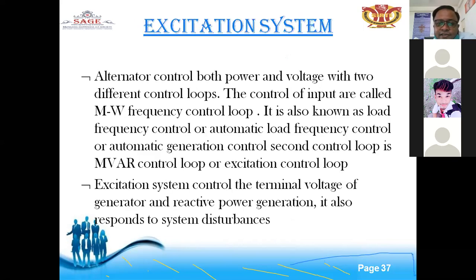This is the excitation system. The alternator controls both power and voltage with two different control loops. The control of input is called the MW frequency control loop. It is also known as load frequency control, automatic load frequency control, or automatic generation control. The second control loop is the MVAR control loop or the excitation control loop. The excitation system controls the terminal voltage of the generator and the reactive power generation. It also responds to system disturbances.